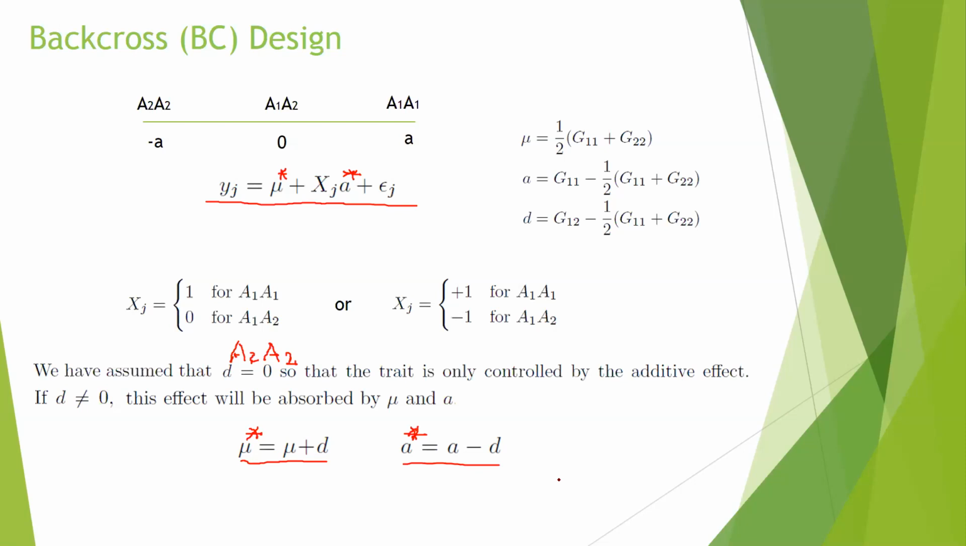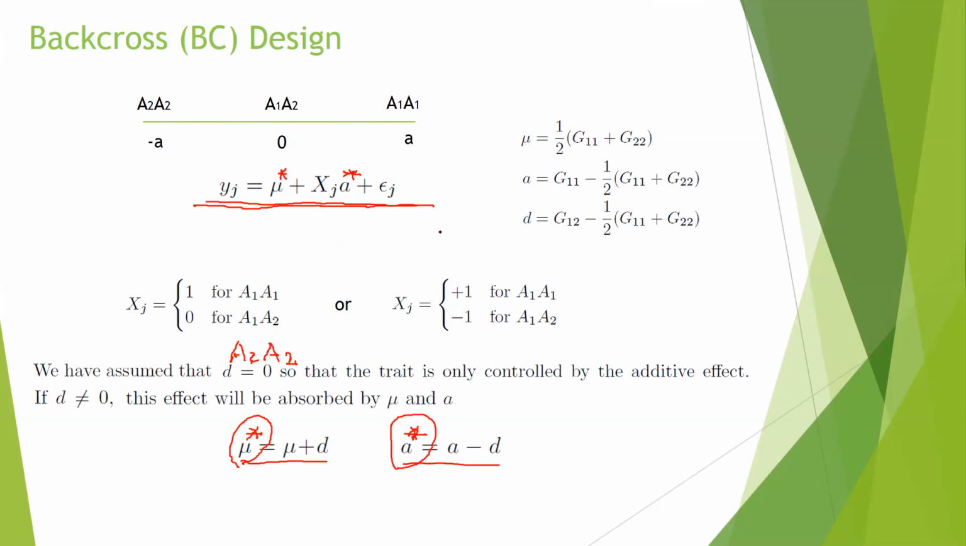Because the data is incomplete, there's a cost for the incomplete data, which means you have to sacrifice the estimation of some parameters, for example, D. All right, so in this case, we put a star on the mu and a star on the A, and the model you used here to analyze the backcross design can only give you an approximate estimation for mu and A, but still that is good. I have a question.